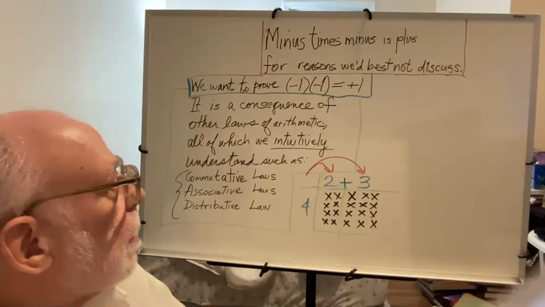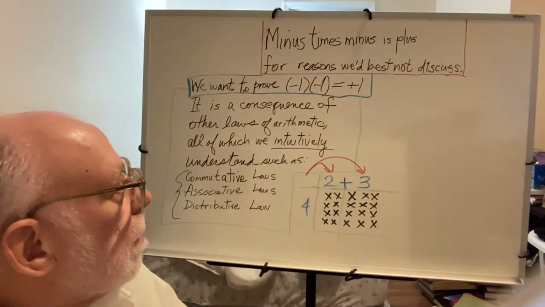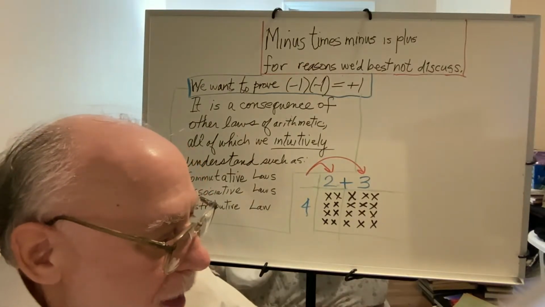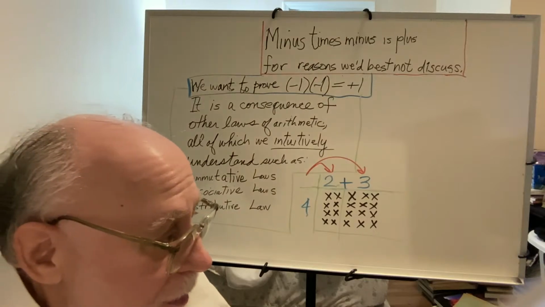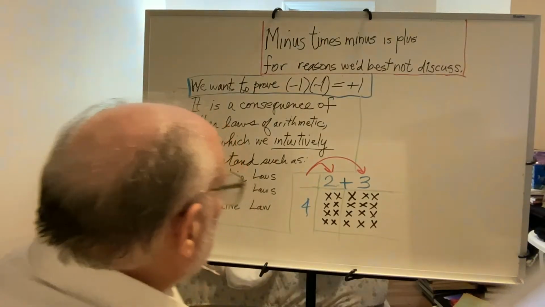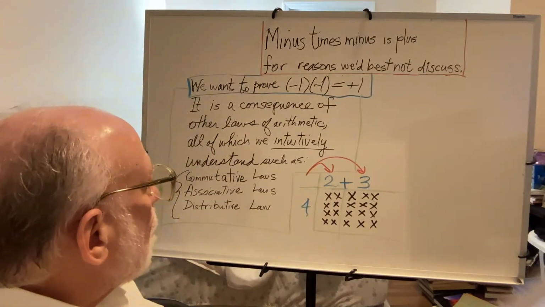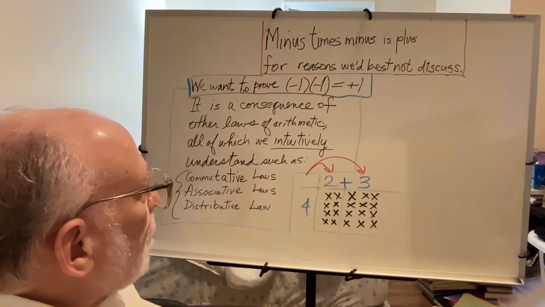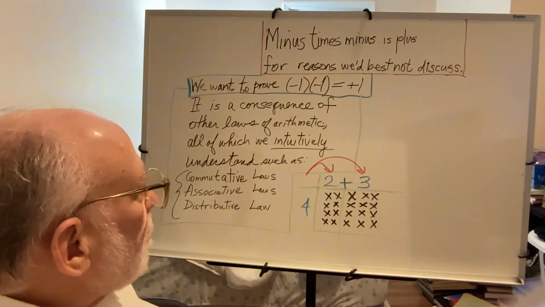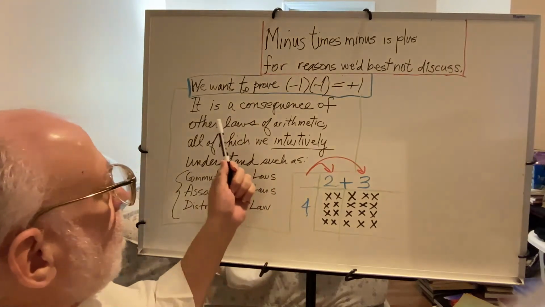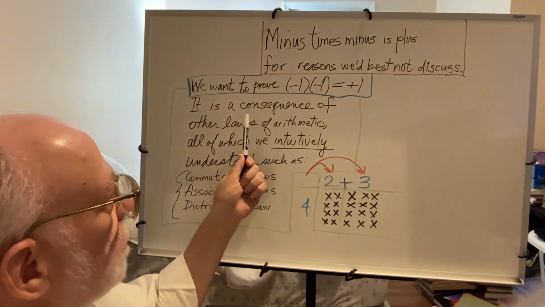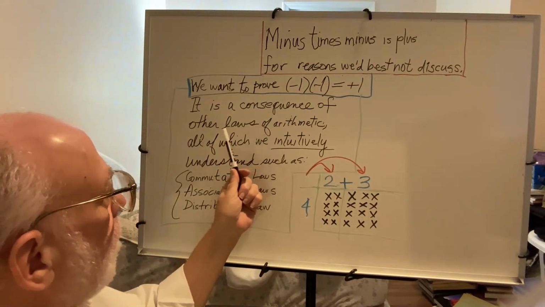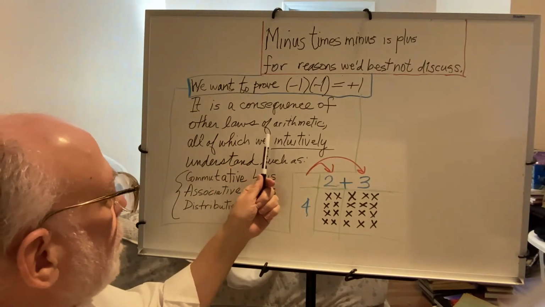We want to try to prove a minus times a minus is a plus. Minus 1 times minus 1 is plus 1. So instead of just going ahead and directly fighting with this proposition, we're going to show that it's a consequence of the other laws of arithmetic.